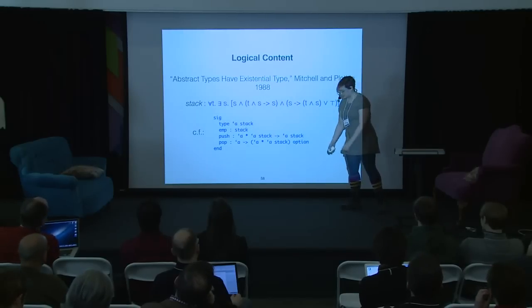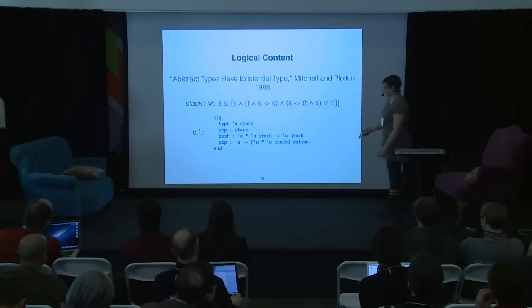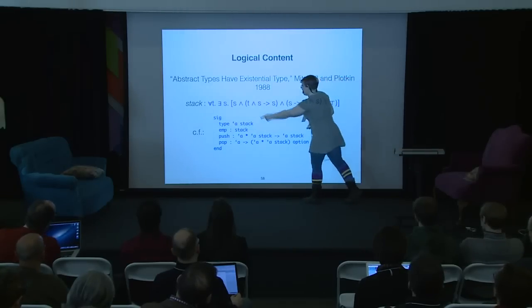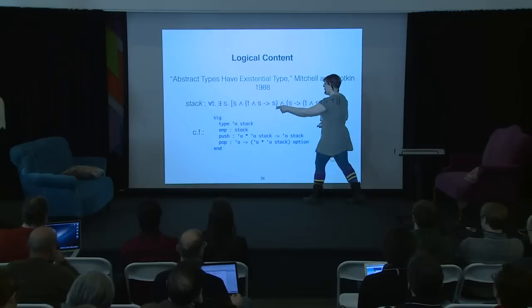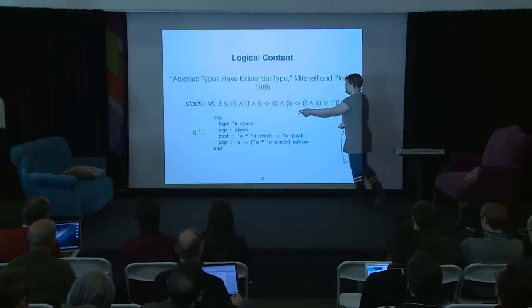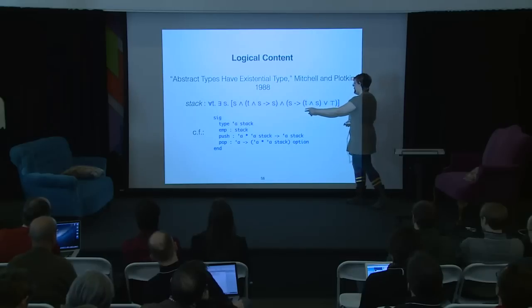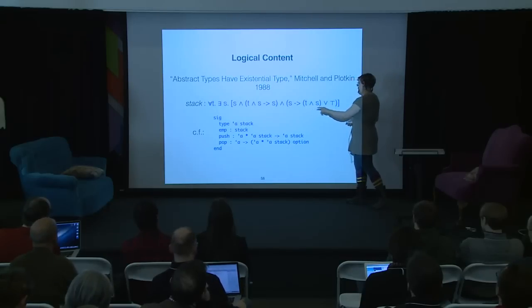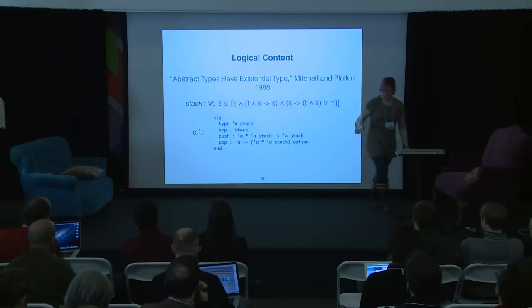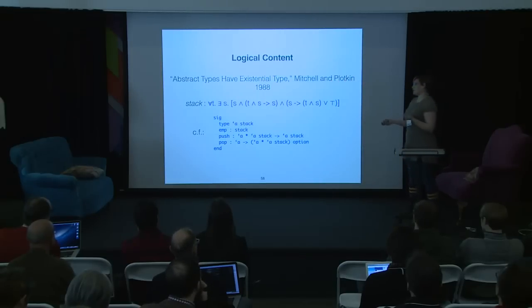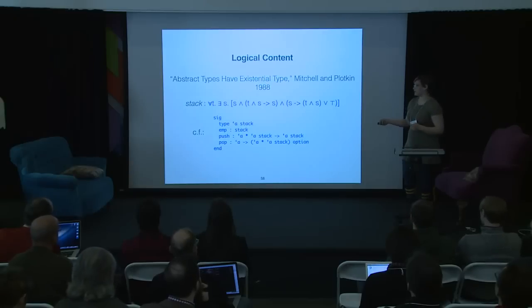So we're quantifying over some element type t, and we're saying there exists some stack type S such that there's an empty of type S, and there's a way of taking an element type and an S and getting an S, that's push. And there's a way of taking an S and getting either some element and an S, or nothing, and that corresponds to this pop here. So that's how the programming notation and the logic notation line up.